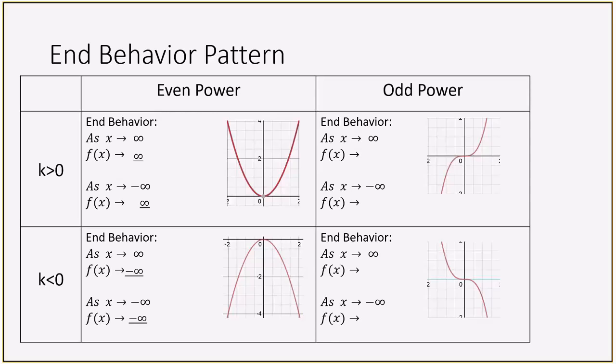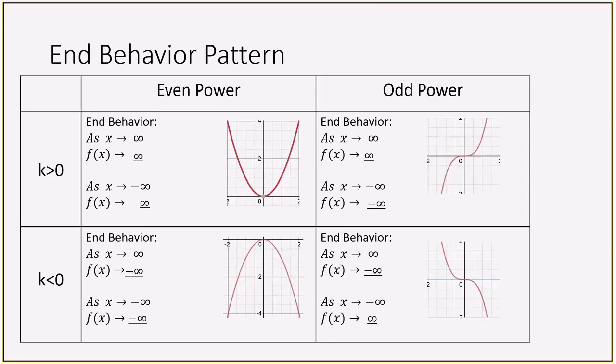Moving on to the odd powers. Odd power, as x goes to infinity, we can see that in this graph, f of x goes to positive infinity. As x goes to negative infinity, f of x goes to negative infinity. And then if we flip the sign, if we make k negative, that flips our graph and we see that as x goes to positive infinity, f of x goes to negative infinity. As x goes to negative infinity, f of x goes to positive infinity.